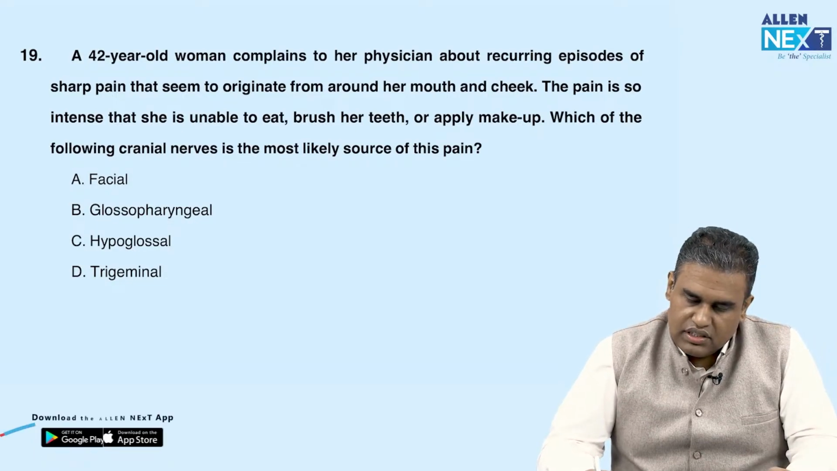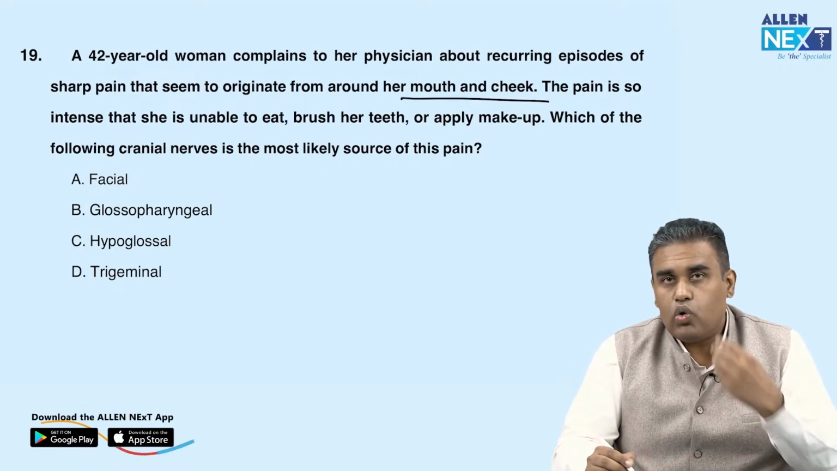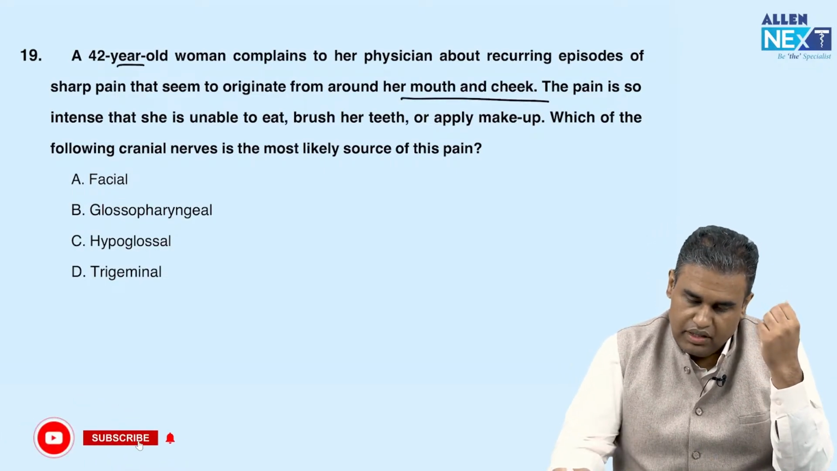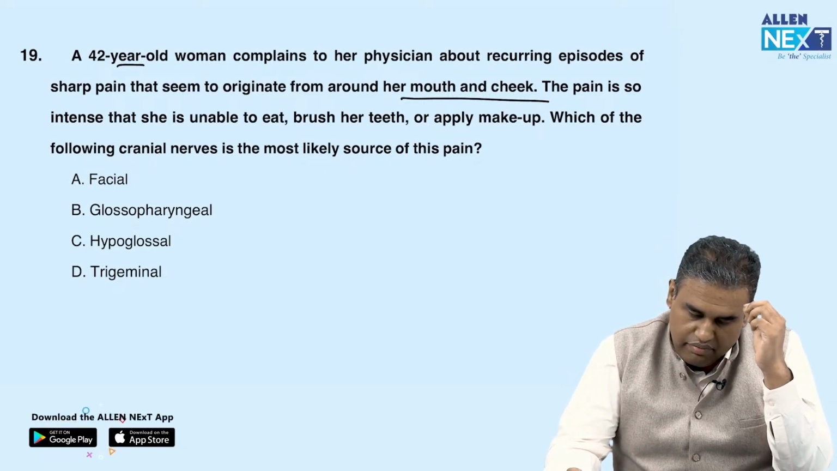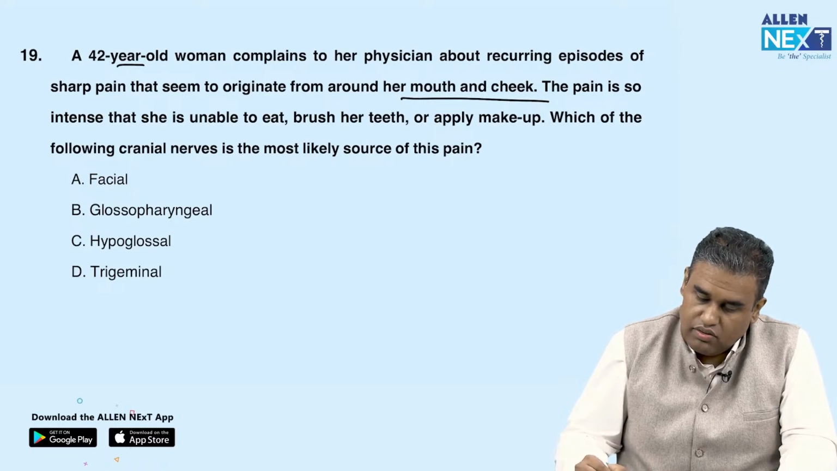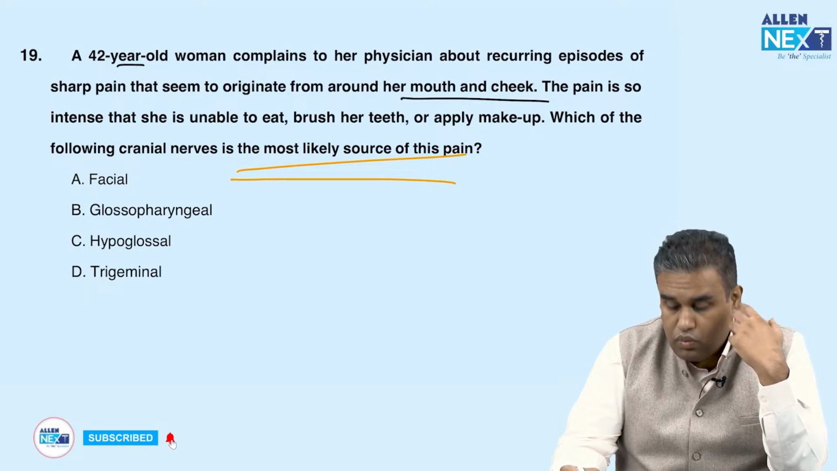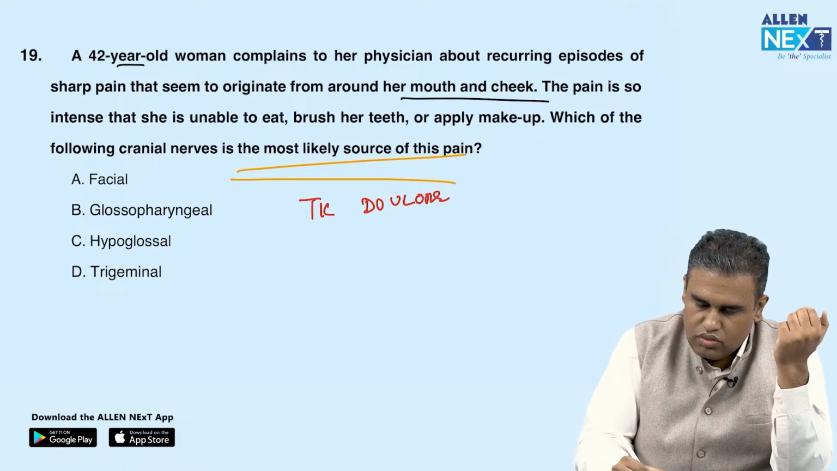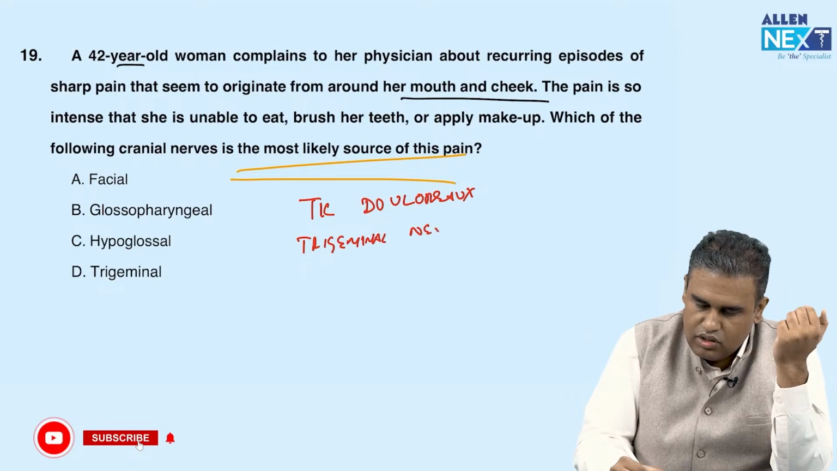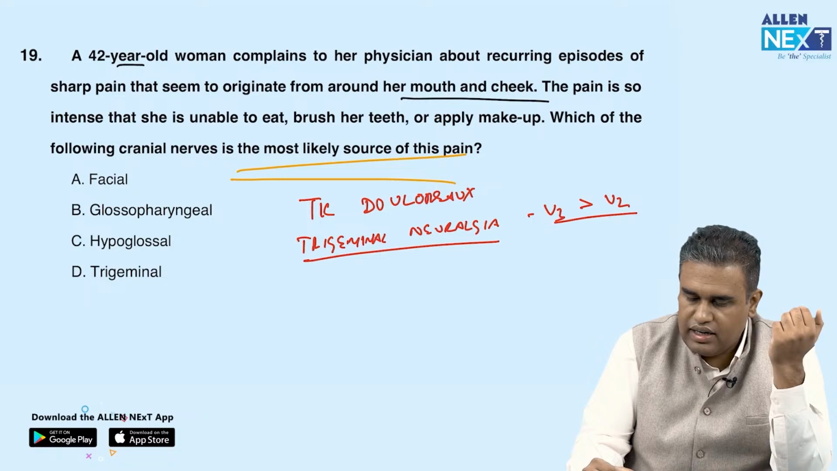A 42-year-old lady complains to a physician about recurring episodes of sharp pain that seem to originate from around her mouth and cheek. Middle-aged lady. The pain is so intense that she is unable to eat, brush her teeth, or apply makeup. Which of the following cranial nerves is most likely the source of the pain? So there certainly is increased pain around the cheek. What is that? That is your tic douloureux, also called trigeminal neuralgia.